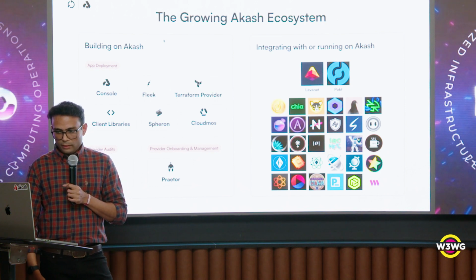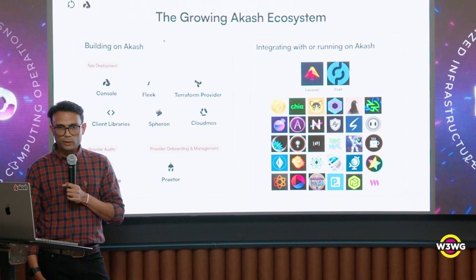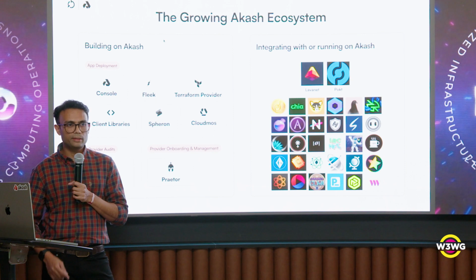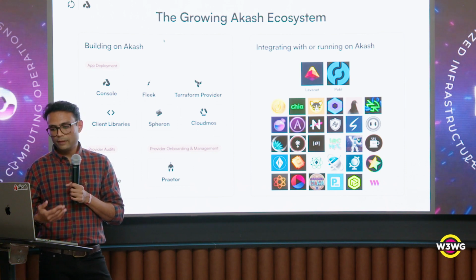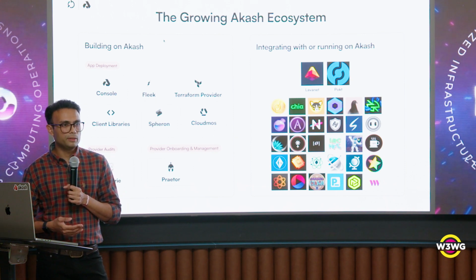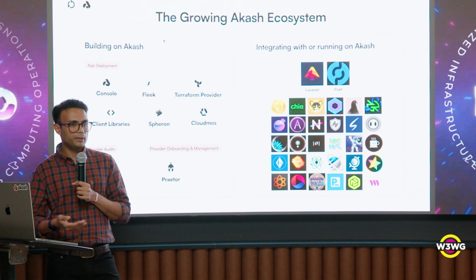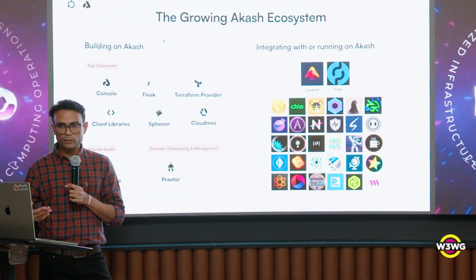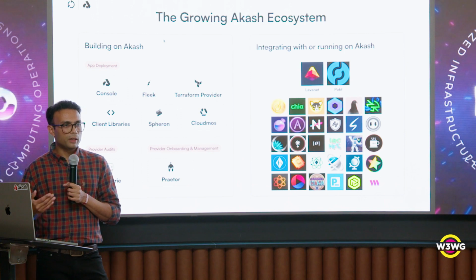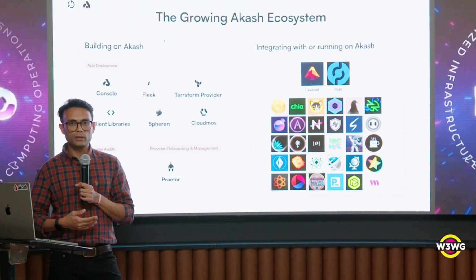And then on the right are certain partners that we're working with to integrate with and be aggregators for things. LavaNet and Pocket are good examples of companies that have become aggregators for RPC nodes and for validators. So we're working with them to see how we can make Akash the default place that all that infrastructure runs.